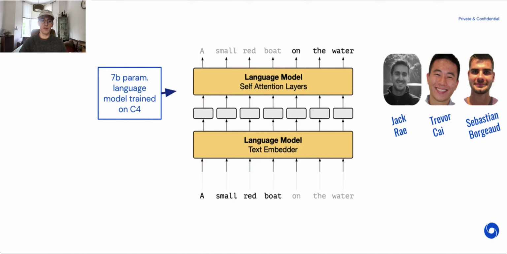So what happened was some of our colleagues at DeepMind trained a really nice 7 billion parameter language model on the open source C4 dataset. This is quite a standard autoregressive language model trained to predict the next subword token with the maximum likelihood objective. And it's a standard GPT-2-like self-attention model. The colleagues that trained this were Jack Ray, Trevor Cai, and Sebastian Borgeaud, and I want to thank them for producing these models so that we could study them.